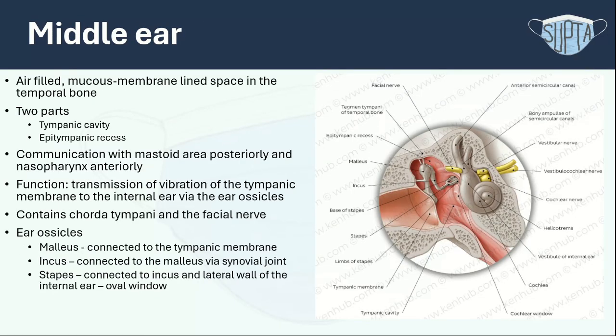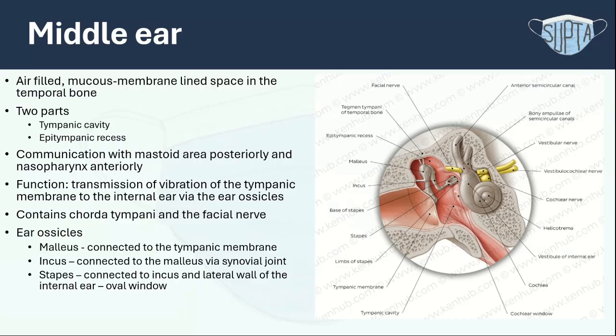So now the middle ear cavity. It's air-filled, and it's a mucous membrane-lined space in the temporal bone. It's got two main parts, the tympanic cavity and the epitympanic recess, and it has communication with the mastoid area posteriorly and the nasopharynx anteriorly.